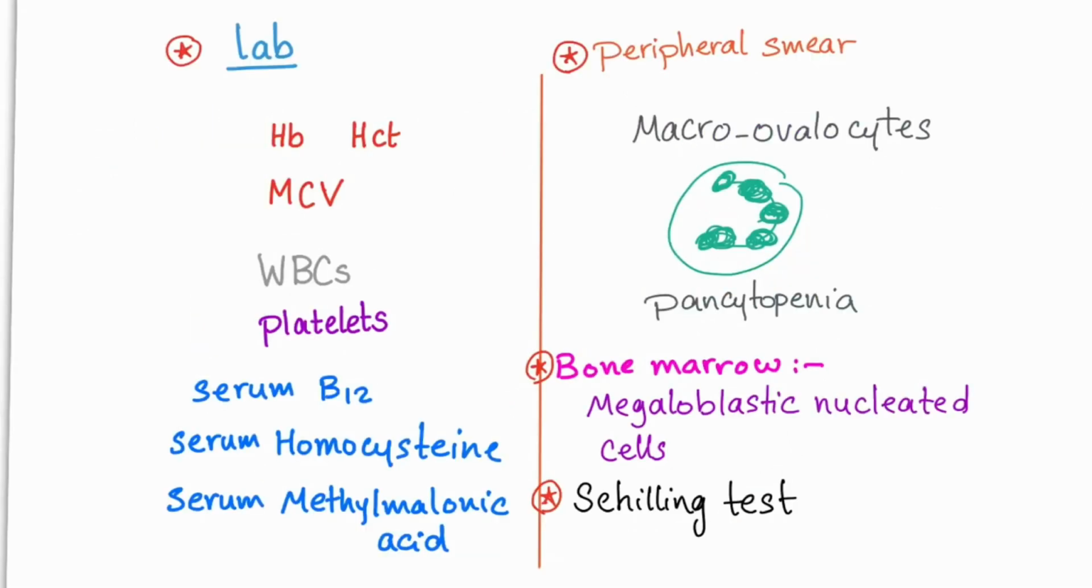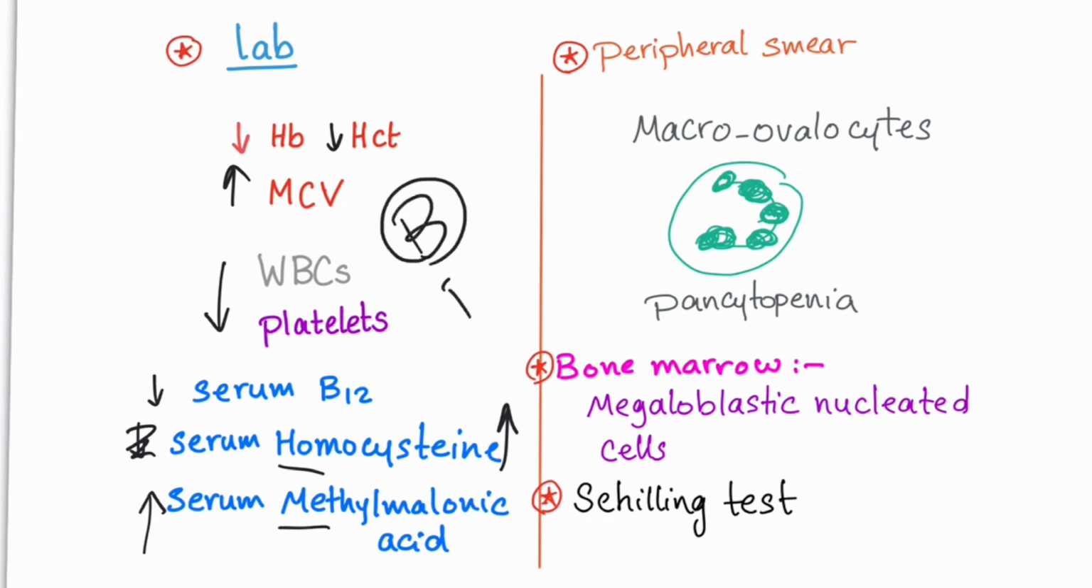Lab results in B12 deficiency. What about hemoglobin? Decreased. How about hematocrit? Decreased. MCV increased. White blood cells and platelets may be decreased. Why? Pancytopenia. Serum B12 decreased. Serum homocysteine is increased in both folate deficiency and B12 deficiency. However, serum methylmalonic acid is increased only in B12 deficiency. This does not happen in folate deficiency. The way to remember it, we have homocysteine and methylmalonic acid. Both of them are elevated in B12 deficiency. Folate will only have the homocysteine. So both elevated in B12 deficiency.